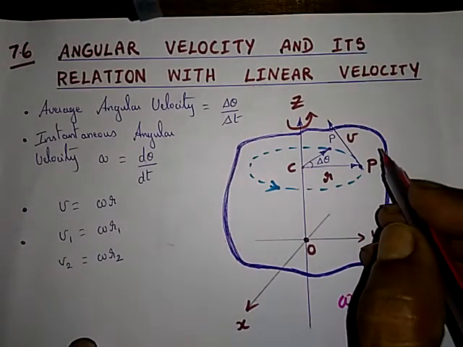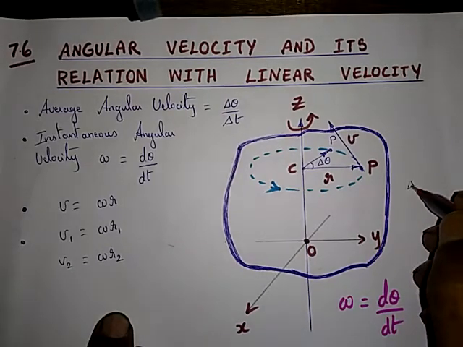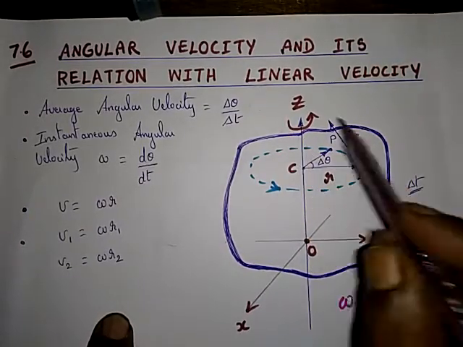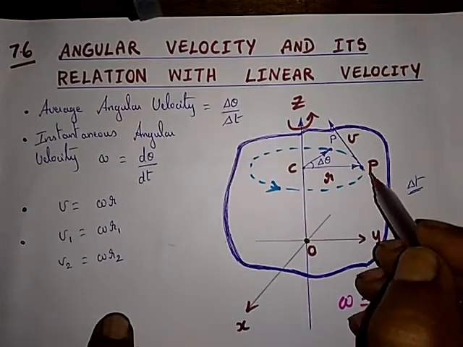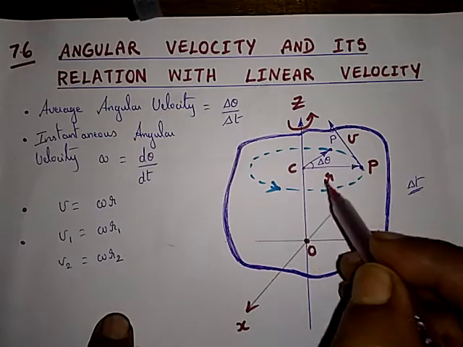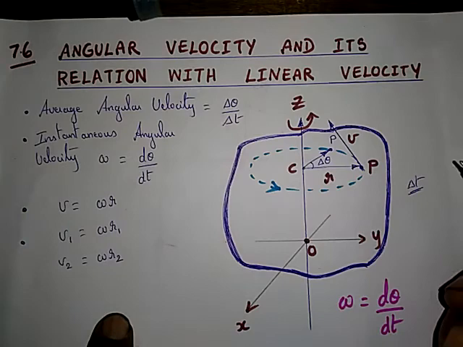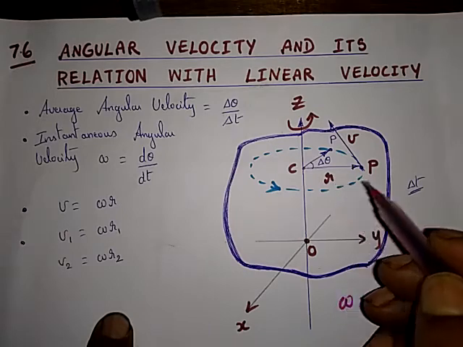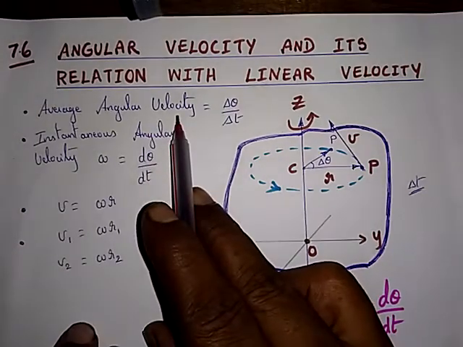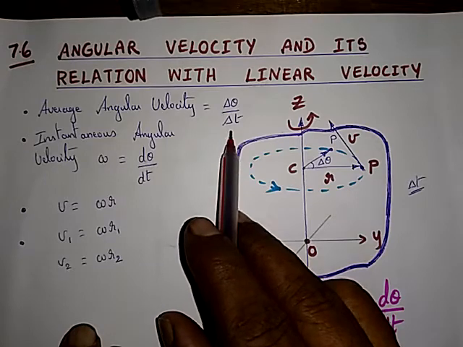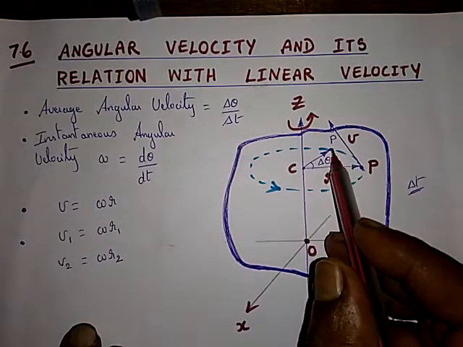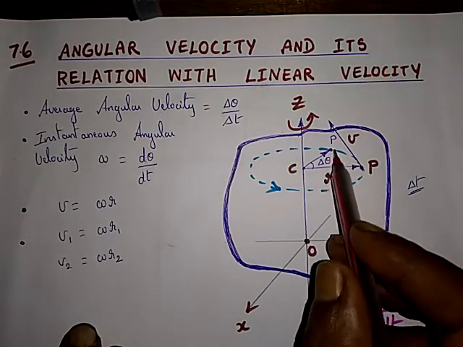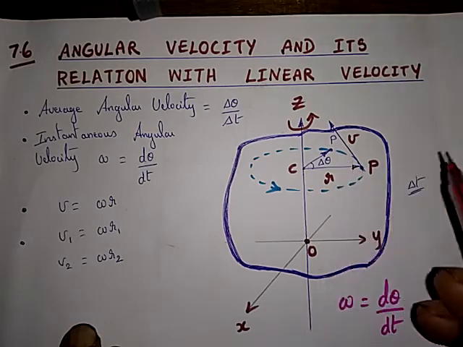After some time, say del t, a very small time, because of the rotational motion, and in this case it is moving anti-clockwise, this particle has moved from this point to this point, making a very small angle del theta. Now we have to find the average angular velocity, which is nothing but del theta by del t. Del t is the time taken for the particle to move from this point to this point.